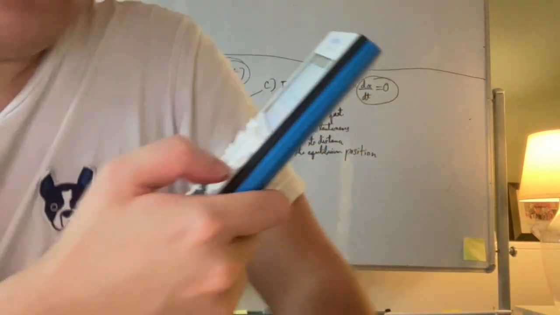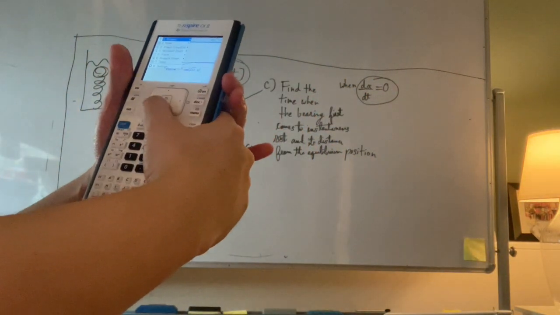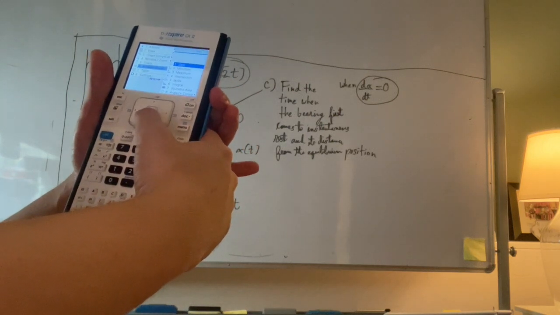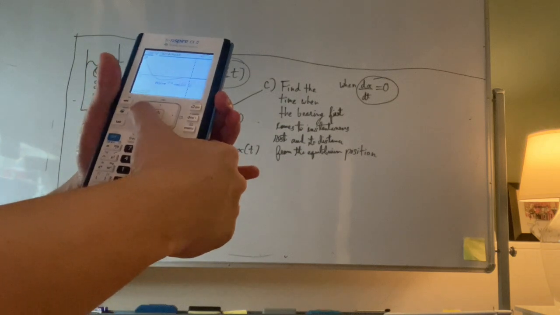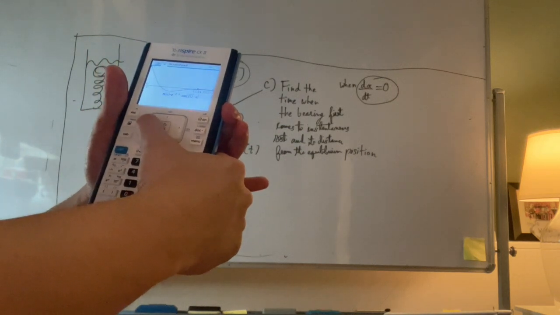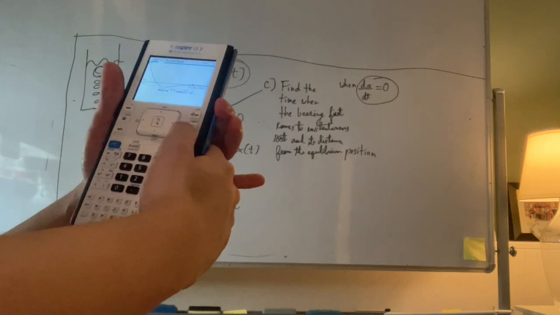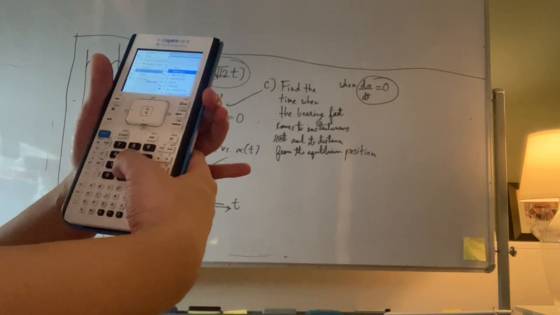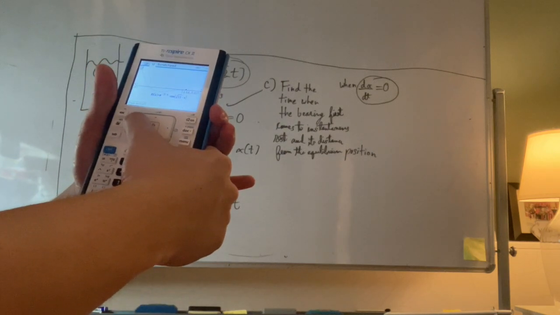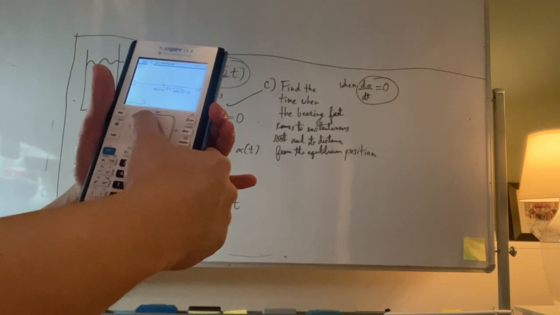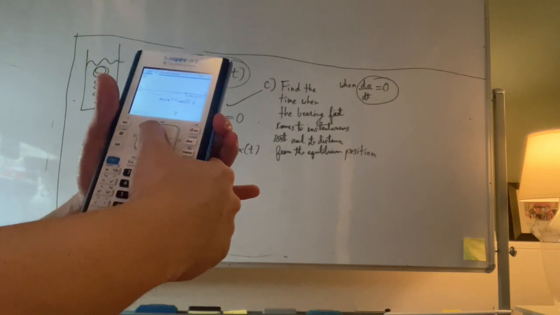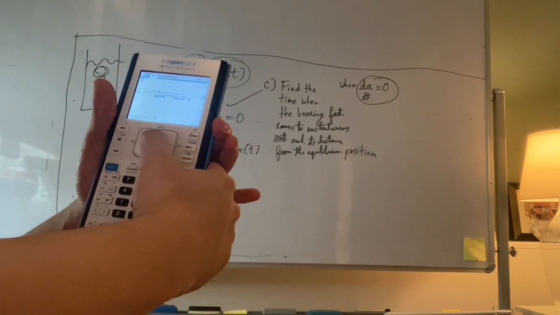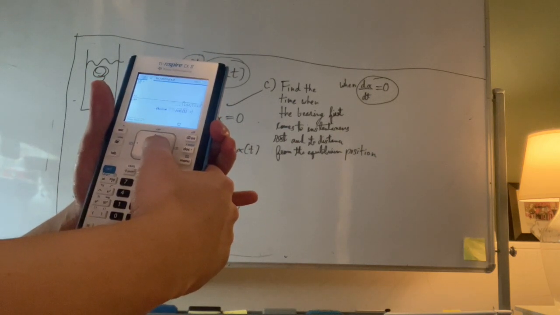TI-84 now, and go and do analyze graph under 6. Then find the minimum, because that's what it is over here. And then just go and define... Son of a... What is going on? Oh, it's dragging the thing.